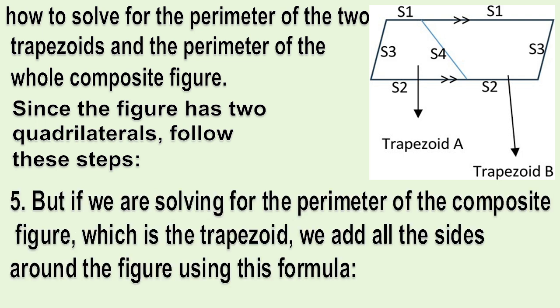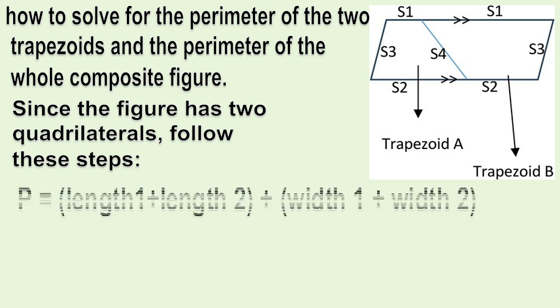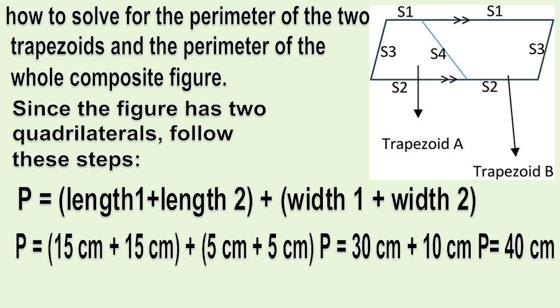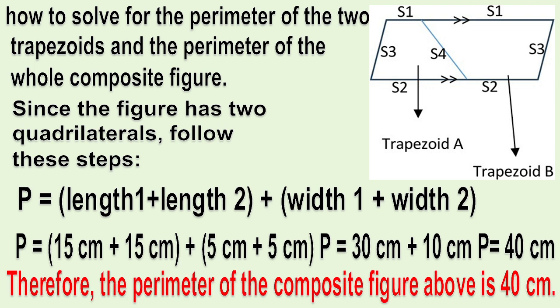But if we are solving for the perimeter of the composite figure, which is the trapezoid, we add all the sides around the figure using this formula. Perimeter equals length 1 plus length 2 plus width 1 plus width 2. 15 plus 15 equals 30 centimeters and 5 plus 5 equals 10. So 30 plus 10 equals 40. Therefore, the perimeter of the composite figure above is 40 centimeters.